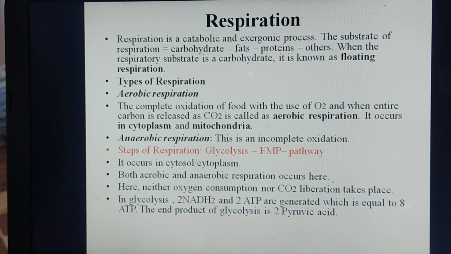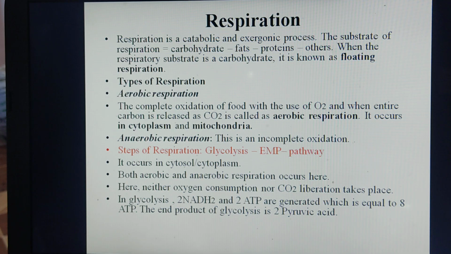Aerobic respiration, the complete oxidation of food with use of oxygen when entire carbon is released as CO2, is called aerobic respiration. साइटोप्लाज्म और माइटोकॉन्ड्रिया में होती है. And anaerobic respiration, this is an incomplete oxidation.